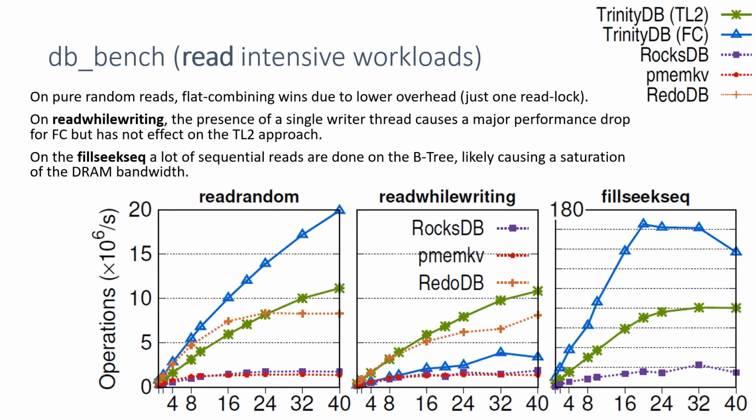On pure random reads, flat combining wins because of the lower overhead. It just has to take one read lock and then execute its entire transaction with no extra cost in synchronization. It's very hard to beat that. And it's doing all of that on DRAM, which gives it a lot more performance than the other techniques. But on the read while writing, a single thread is doing insertions into the database in parallel. And that causes the performance to drop immediately because it's a global lock. For TL2, this doesn't happen. The performance is nearly the same because the TL2 concurrency control allows read-only transactions to execute in parallel with write transactions as long as they are disjoint.